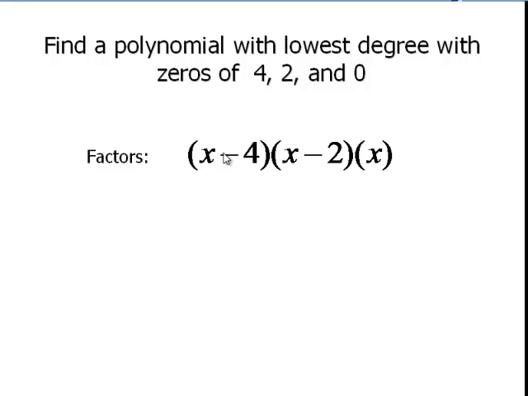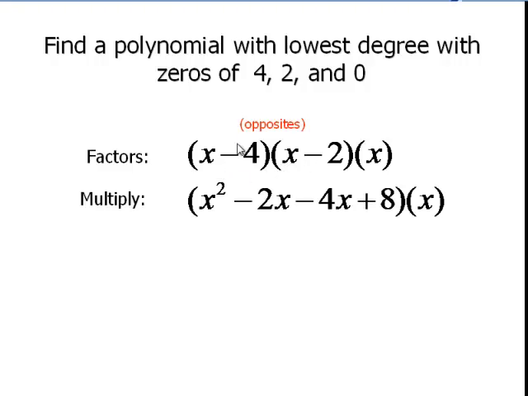If you multiply these together, x times x, and x times 2, and 4 times x, and 4 times 2. So it's x squared minus 2x minus 4x plus 8.